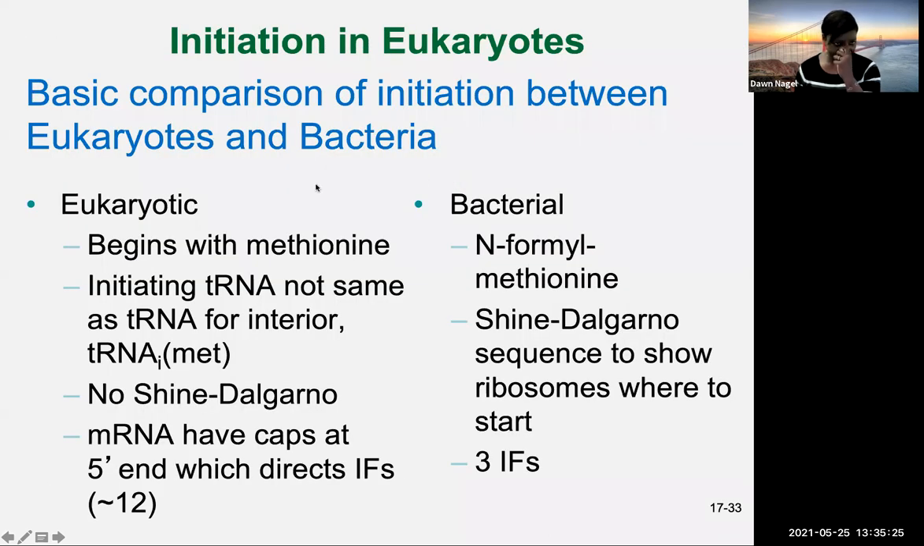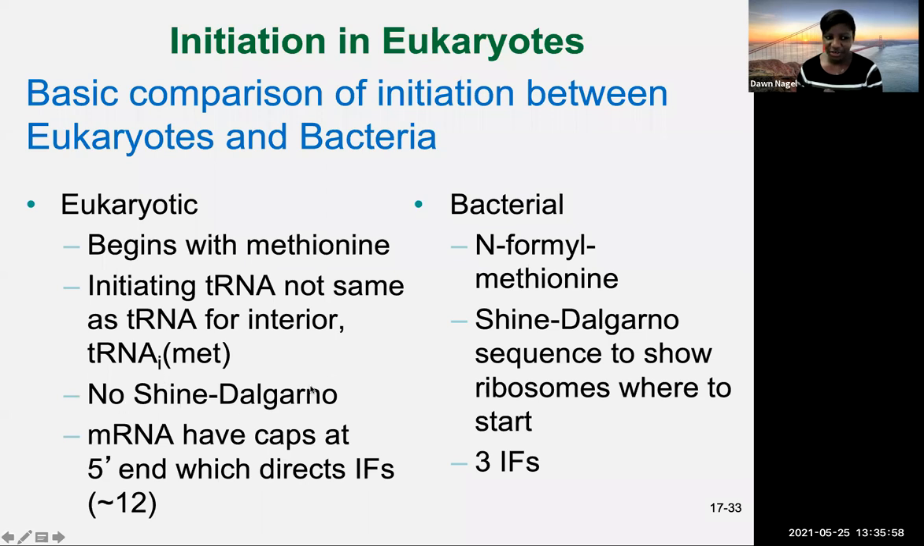So that is what happens in bacteria. In eukaryotes, it's a little bit different. It also begins with a methionine, but the methionine that gets incorporated first is not an N-formyl methionine. It's a different methionine from the one that gets incorporated later, and it's really called the initiation methionine, okay?